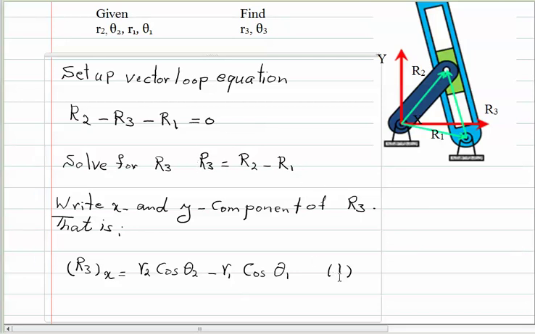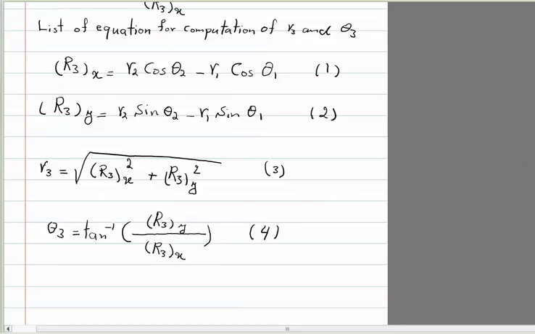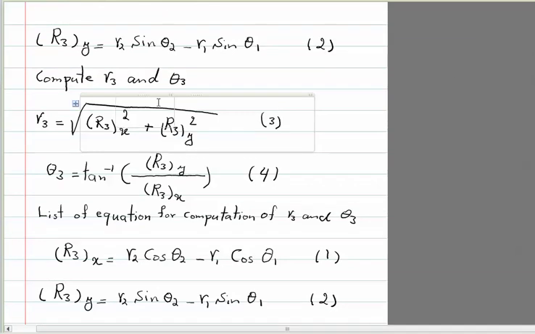Next, what I'm going to do is to write the x and the y component of vector R3. The x component is simply the algebraic sum of the x component of vector R2 and vector R1, and that equation is shown as equation 1 in this slide. Similarly, I can write the y component. That's equation number 2.